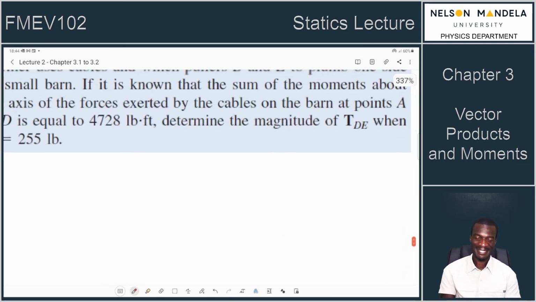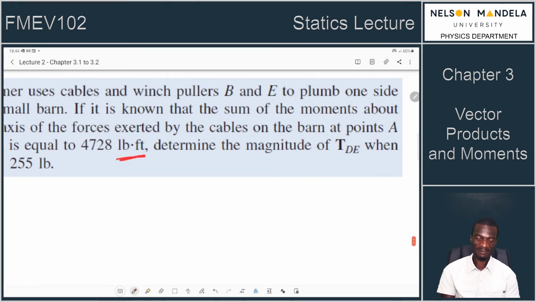So I still wonder why we call them foot-pounds when they're written pound-foot. Don't we write our moments as Newton meters? We don't say meter Newton. So it's very interesting. It's called convention.